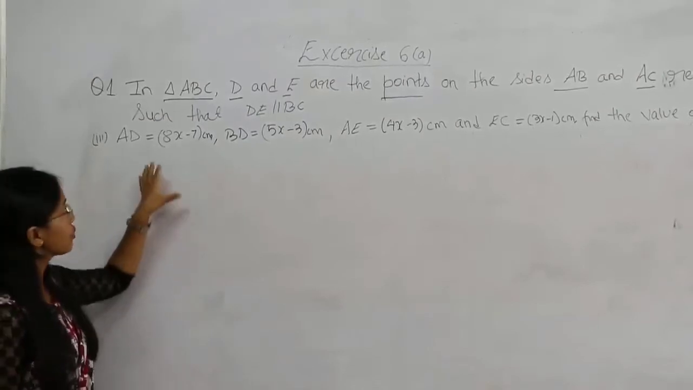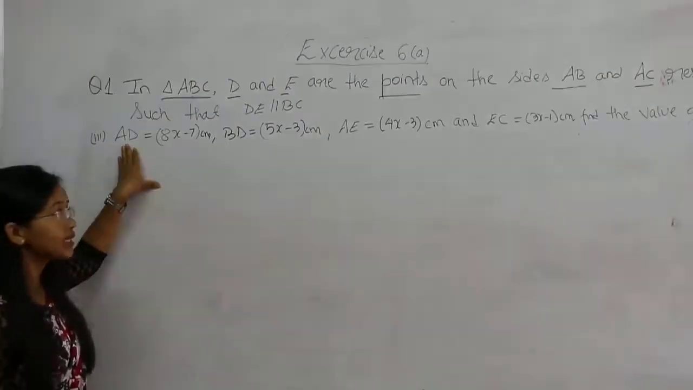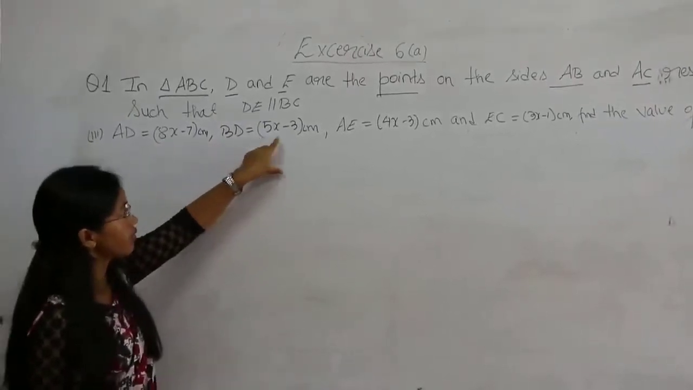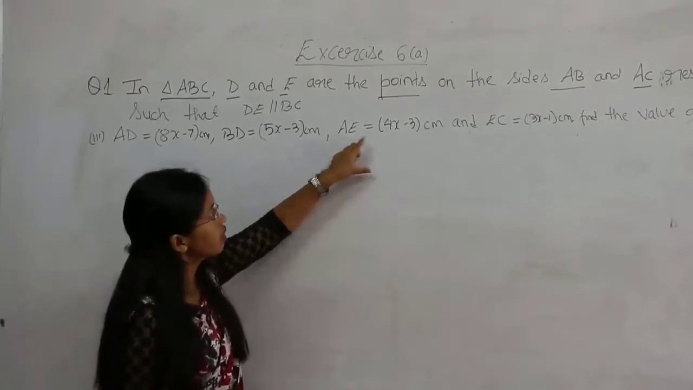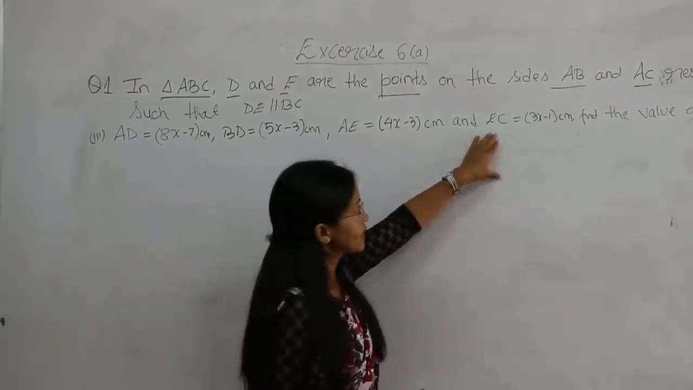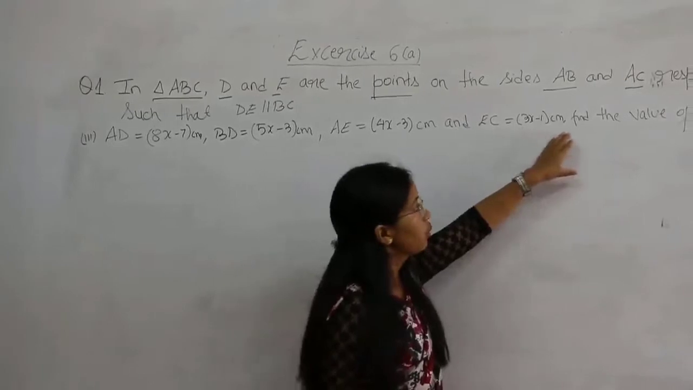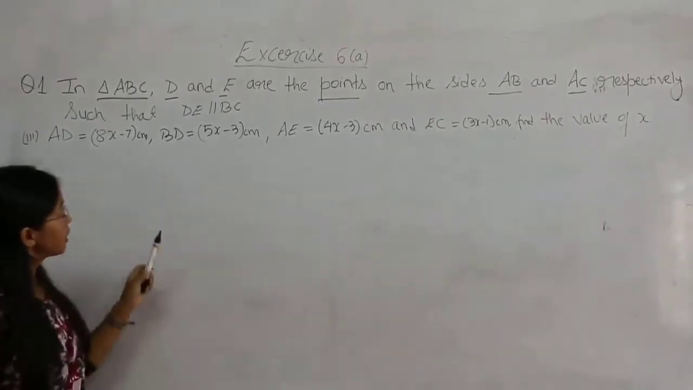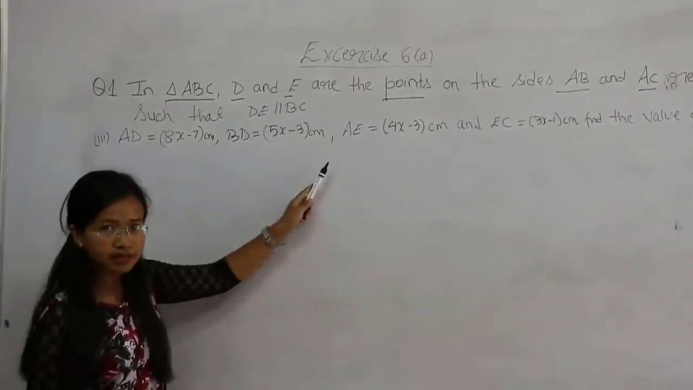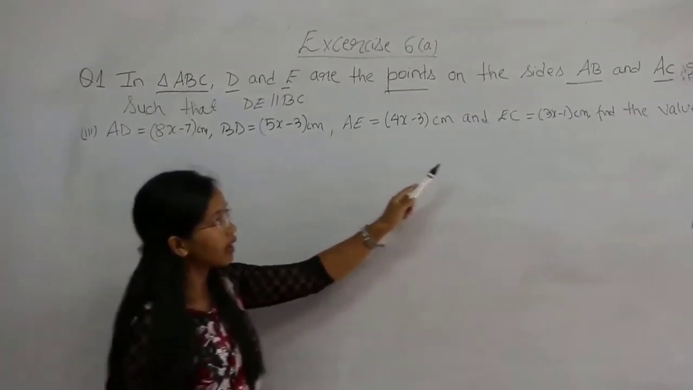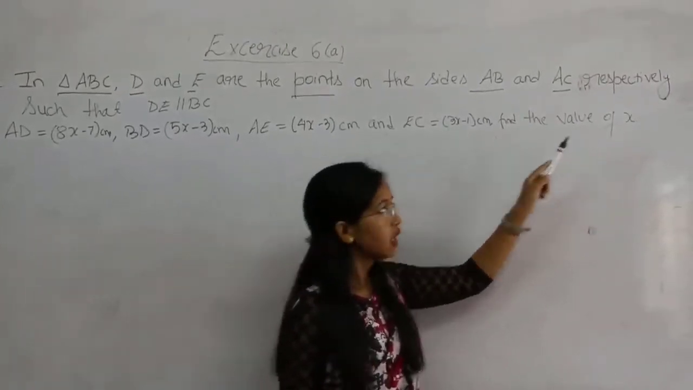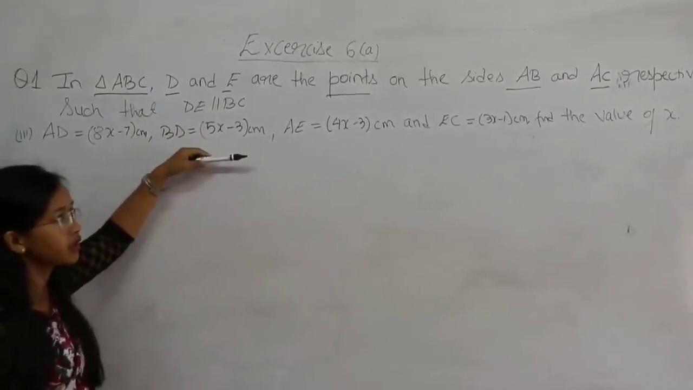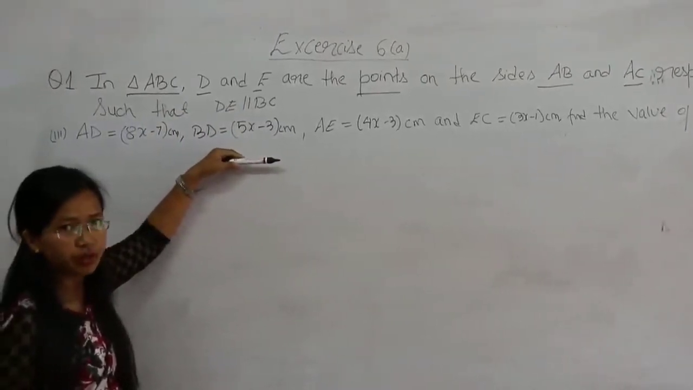Alright, let us do the third problem. Here we are given AD is equal to 8x minus 7 centimeter. BD is given to us 5x minus 3. AE, which is 4x minus 3. EC, it is 3x minus 1. We have to find the value of x, right? So same thing, here we are given all the lengths, but you have to find the value of x. This also follows under the same question. We can solve this by using Thales theorem, right?